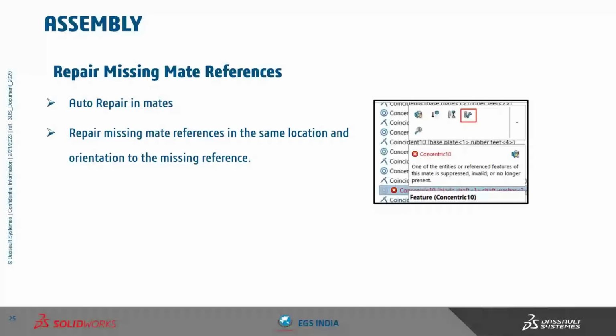Repair missing mate reference. This is a new option introduced. Auto repair a mate. SolidWorks repairs the missing reference for a component in the same location and orientation as the missing reference. SolidWorks will automatically find the missing reference and it will automatically repair itself.